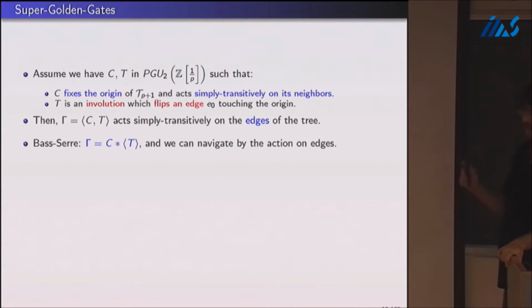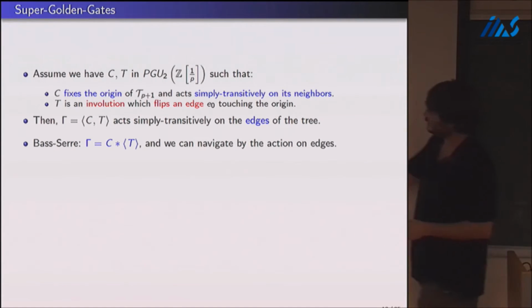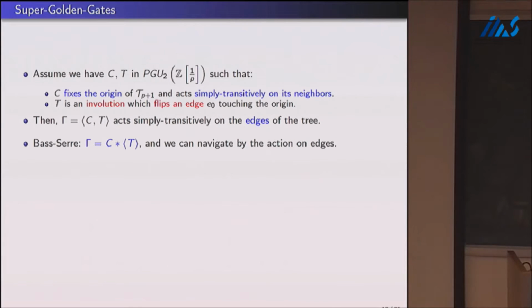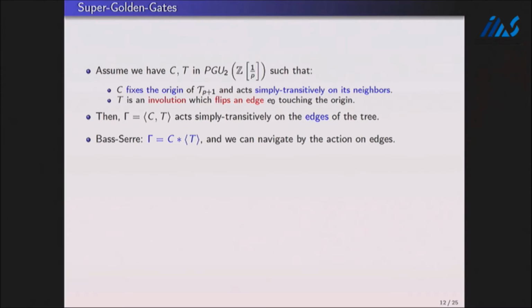And you can navigate by the action of the group on the tree. So you have an edge, then the action of C rotates this edge around its origin, and T flips it. So if you want to go from one edge to another in the tree, there's only one thing you can do. You need to rotate it to that direction, then flip it, then rotate it, flip it. And that's the only way you can get to where you want to. So we have, again, optimal navigation.